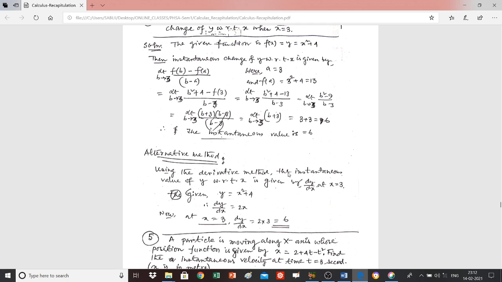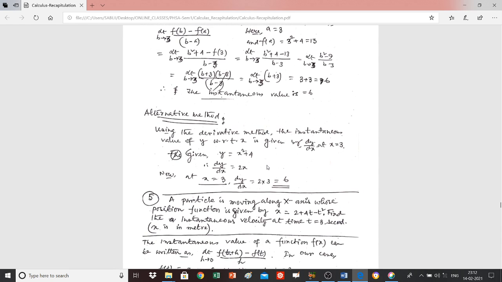Using the derivative method, the instantaneous value of y with respect to x is given by dy by dx at the point x equal to 3. So y is given here as x square plus 4, so dy by dx is equal to 2x. Now substitute the value of x as 3 in this relation. So dy by dx is equal to 6. So these two relations are equal, so this can be compared in this way also. So the instantaneous value of y with respect to x is 6.